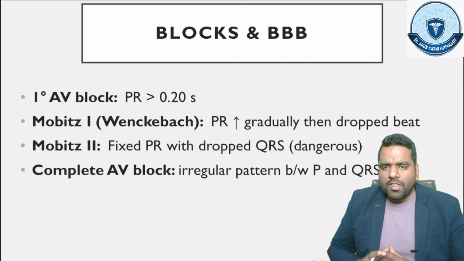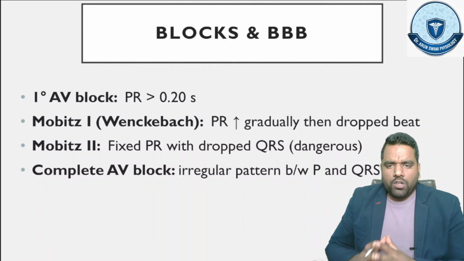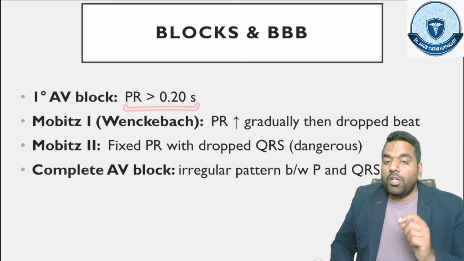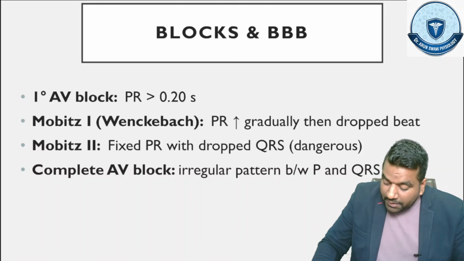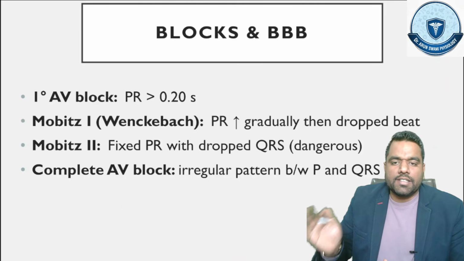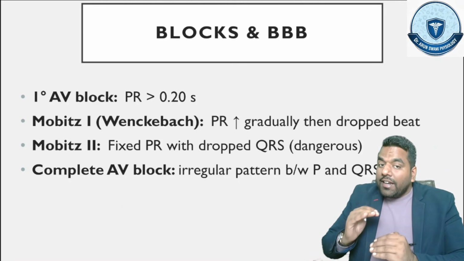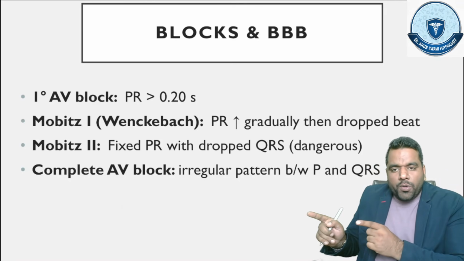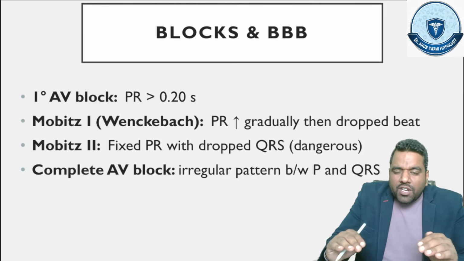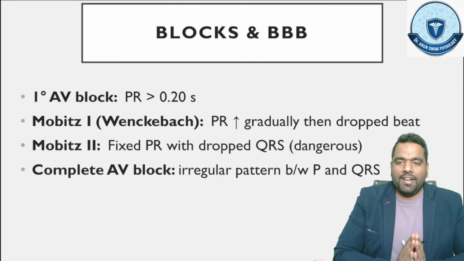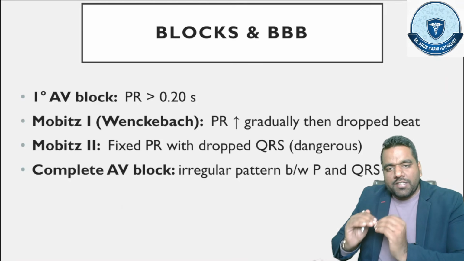Guys, please pay attention that the first degree AV block is when the PR is more than 0.20 second. Mobitz type 1 and type 2 are second degree heart block. Mobitz type 1 is Wenckebach: PR gradually prolonged and then there is a drop beat. But in Mobitz type 2, the PR is fixed and normal with a drop beat, right? So this is Mobitz type 1 and Mobitz type 2.